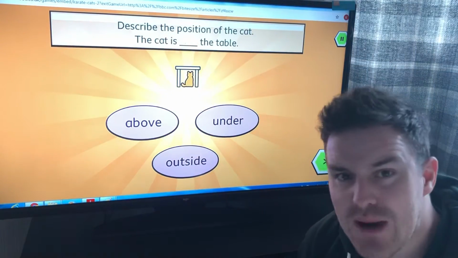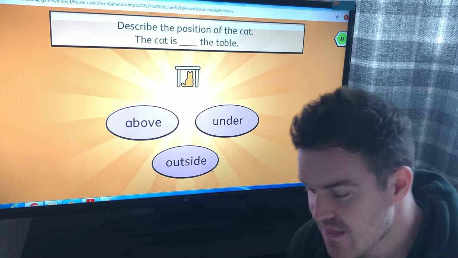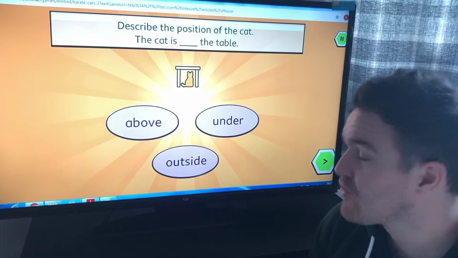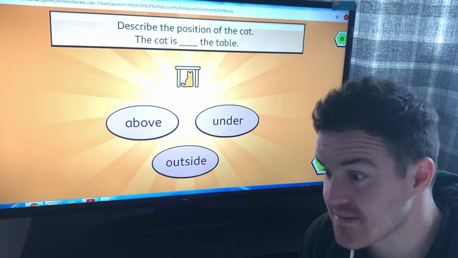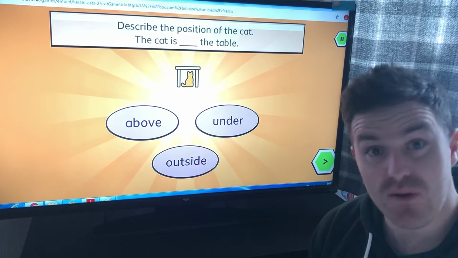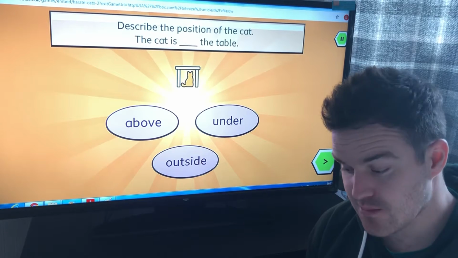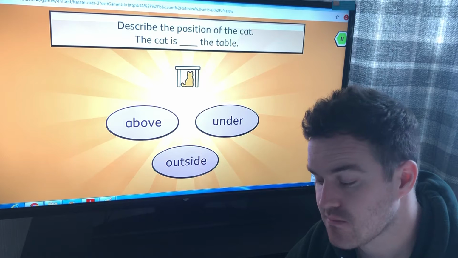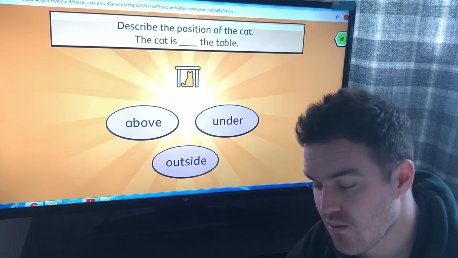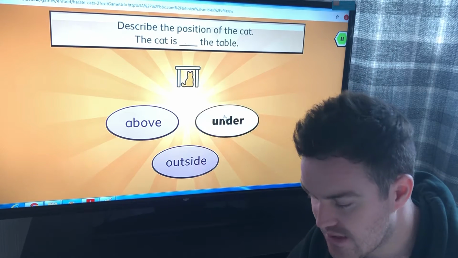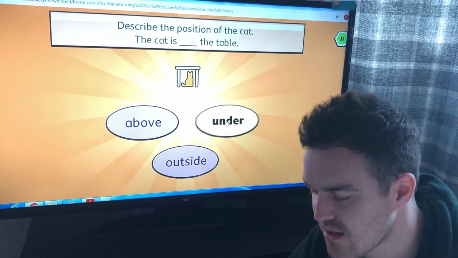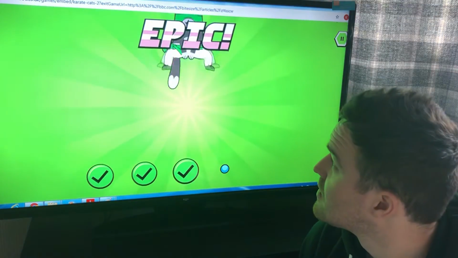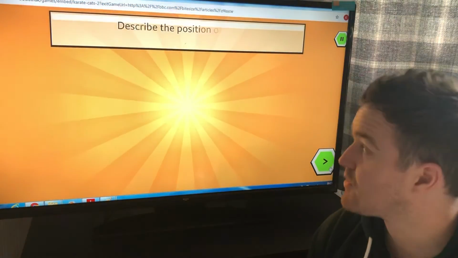Okay. Describe the position of the cat. The cat is something the table. Is the cat above the table, under the table, or outside the table? What do you think? Well done if you got under the table. He's not on top. Above would mean he would be on top of it, isn't it? I'm impressed. Well done. We got that one right. Super. Thanks, guys. And our next one's coming now.